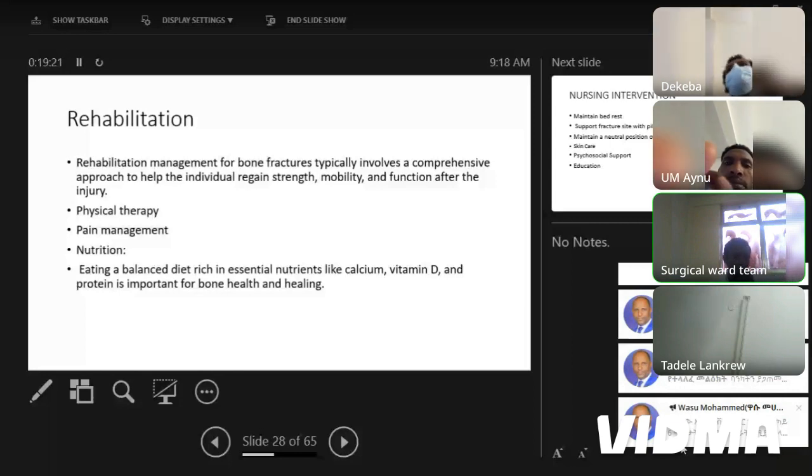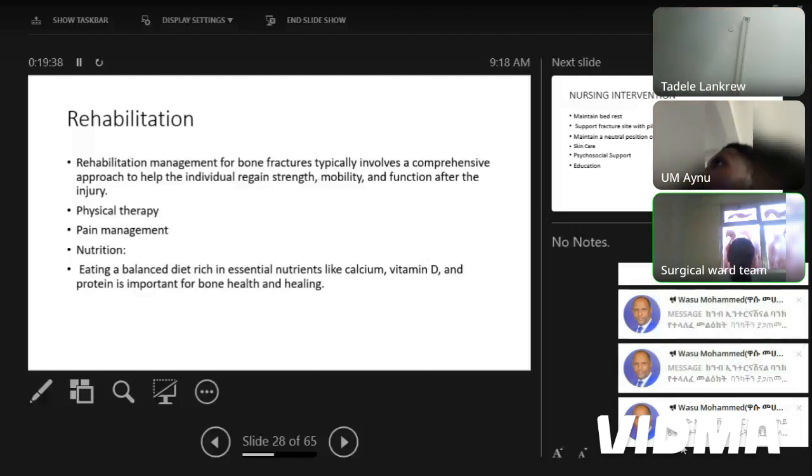Also in this way, physical therapy is very important, and also pain management. Nutritional support is very important, such as food which is rich in protein, calcium, and vitamins, which is very essential to healing the wounds. So in the case of rehabilitation, nutrition is very important for individuals.